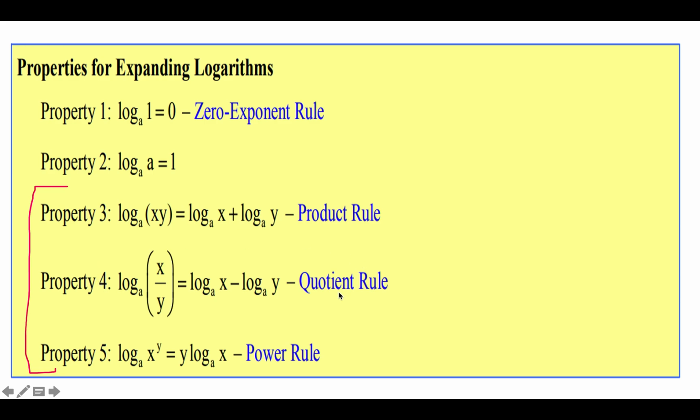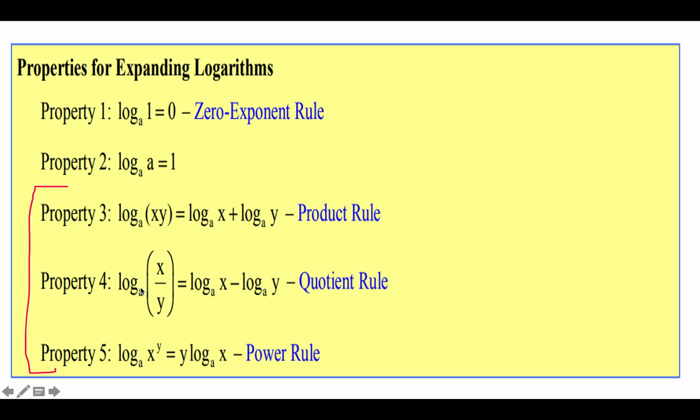Property 4, it's the quotient rule. It tells us log base a of x over y. Division means we're going to be subtracting. So this property tells us whatever log is, you attach it to the x and you attach it to the y. So we have log base a of x minus log base a of y.